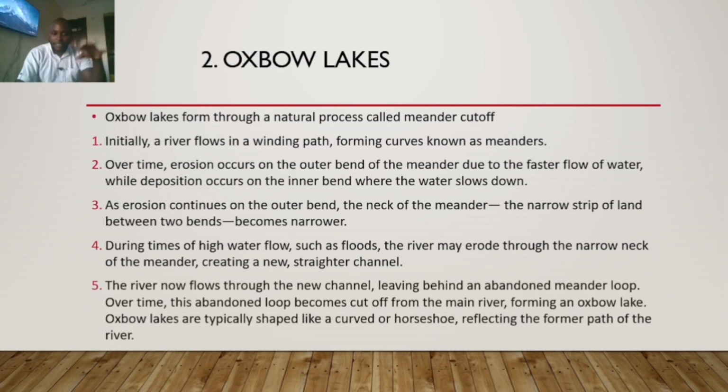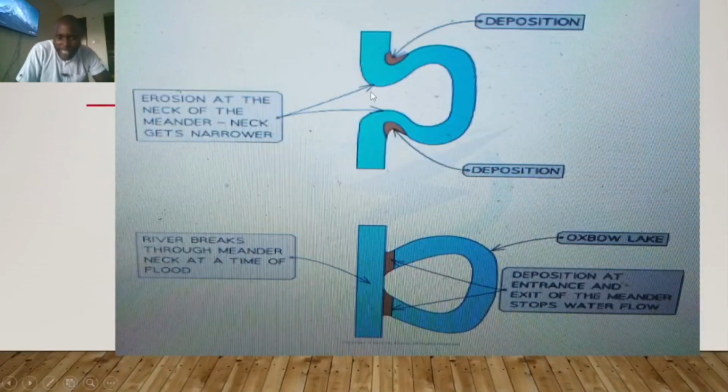Okay, we look at that. The river now flows through the new channel, leaving behind an abandoned meander loop. Over time, the abandoned loop becomes cut off from the main river, forming an oxbow lake. Okay, so oxbow lakes are typically shaped like a curved horseshoe, reflecting the former path of the river. Now look at this picture. So initially we are having this meandering, okay, happening. But now remember, as time goes, erosion will be happening on the outer side of the bend, deposition on the inner side. Here the same.